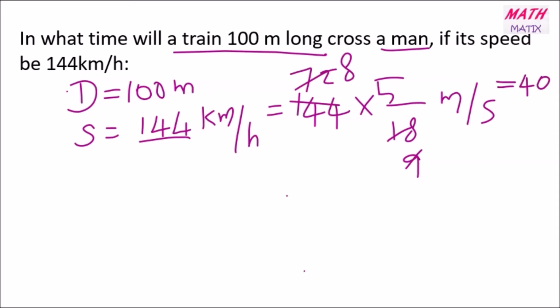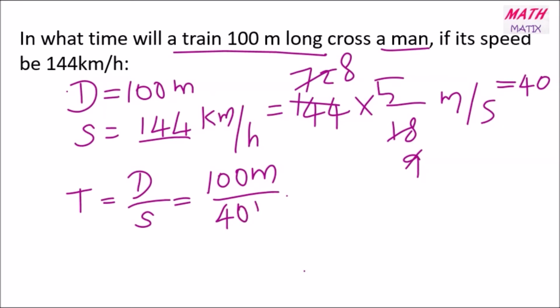That gives 40 meters per second. We know that time is equal to distance by speed. Here the distance is 100 meters divided by the speed of 40 meters per second. If we cancel meter and zero, and simplify this, we get 2.5 seconds. The answer is 2.5 seconds.